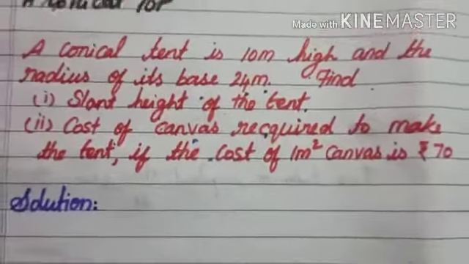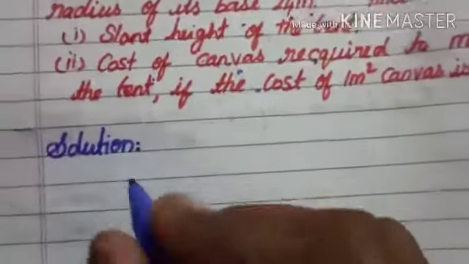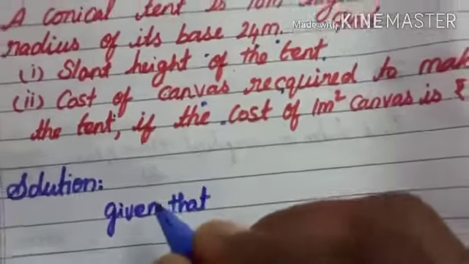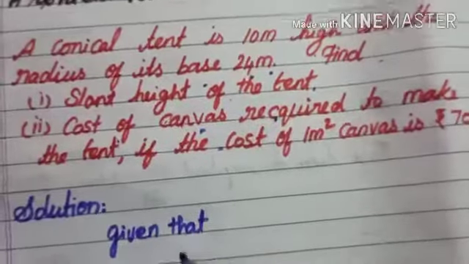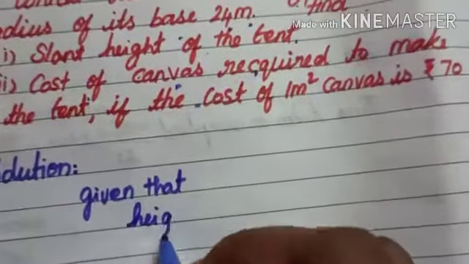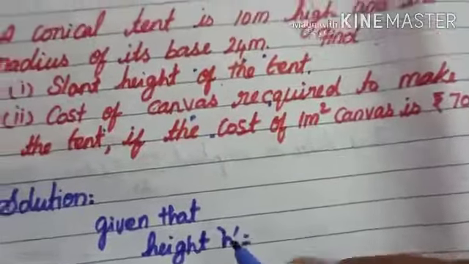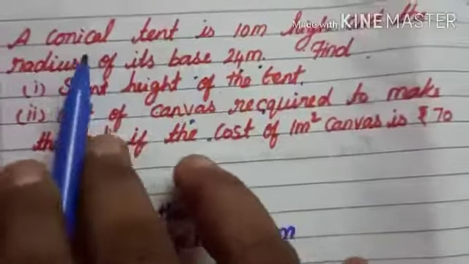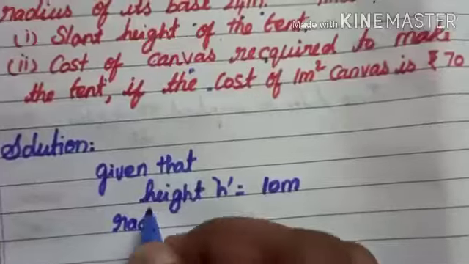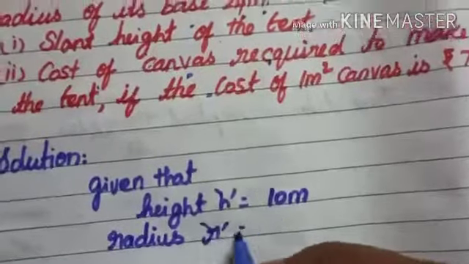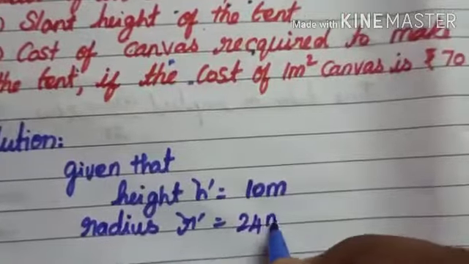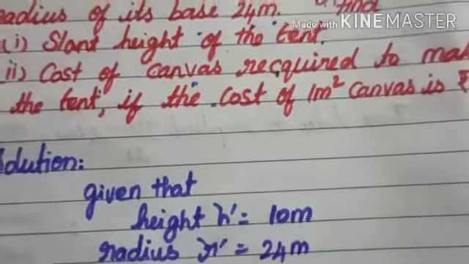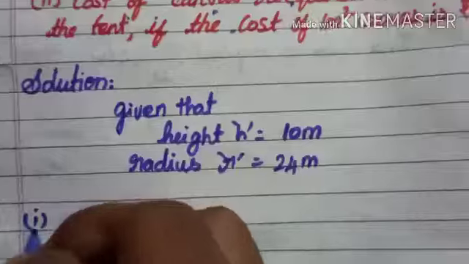Okay, so first we have to write the given values. So what are the given values? The height, which is nothing but the perpendicular height h, is equal to 10 meter, and next the base radius r is equal to 24 meter. So we have the height, and now we move on to find the slant height L. First one, slant height.